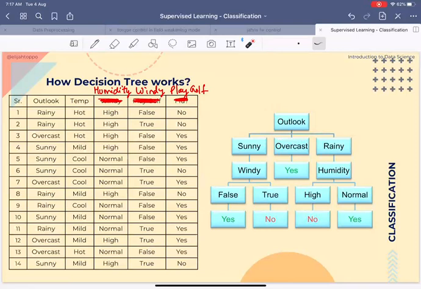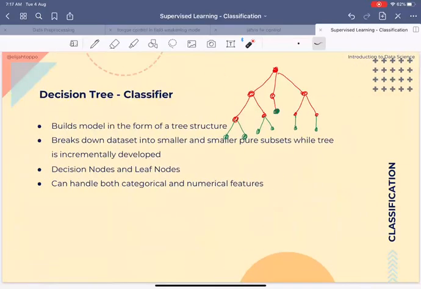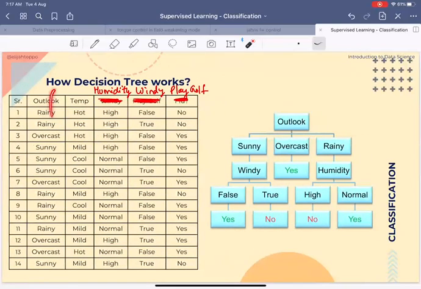So you said rightly, we have to choose which feature is most important, and that would be based on a certain criteria. If you look at the start, we talked about pure subsets. It breaks down data into smaller and smaller pure subsets. Whichever feature helps me break down into pure subsets would be the most important feature.